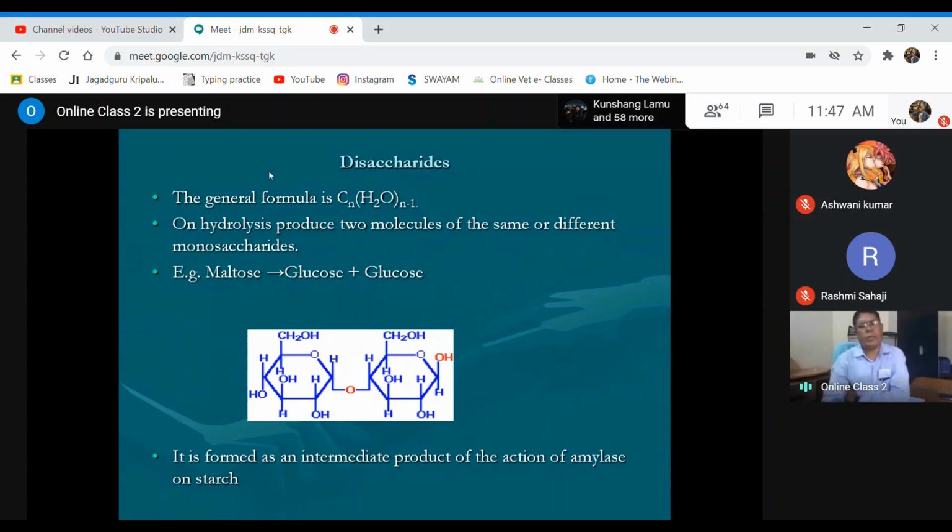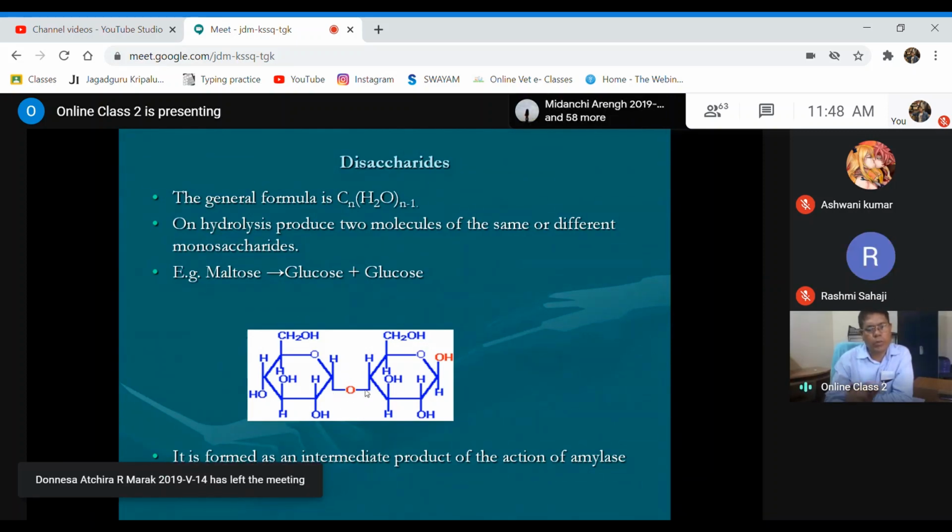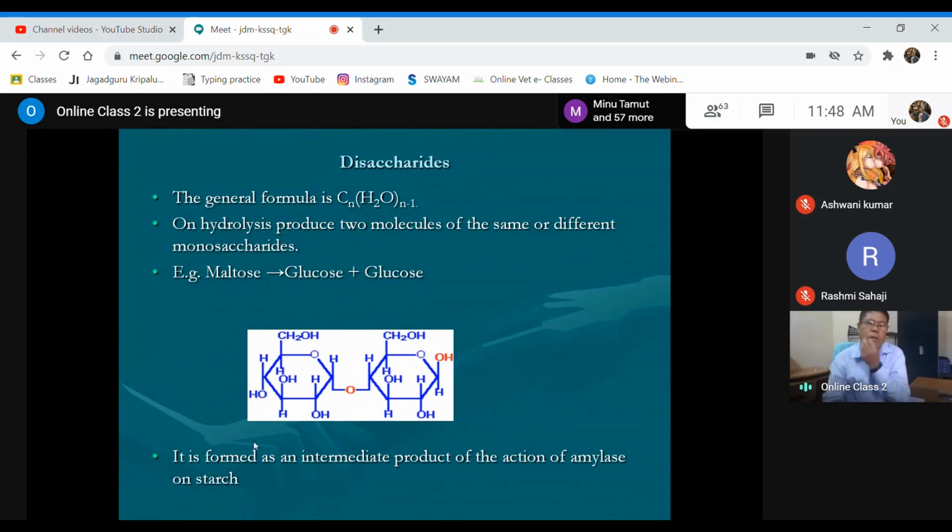Now the linkage here is between carbon number 1 and carbon number 4, and if you see the configuration of the OH group attached to carbon number 1 of the first residue, it is alpha. So that means it is an alpha 1 to 4 glycosidic linkage. Alpha is the configuration, and it is linking from carbon number 1 to carbon number 4. So alpha 1 to 4 glycosidic linkage is the name of this one.